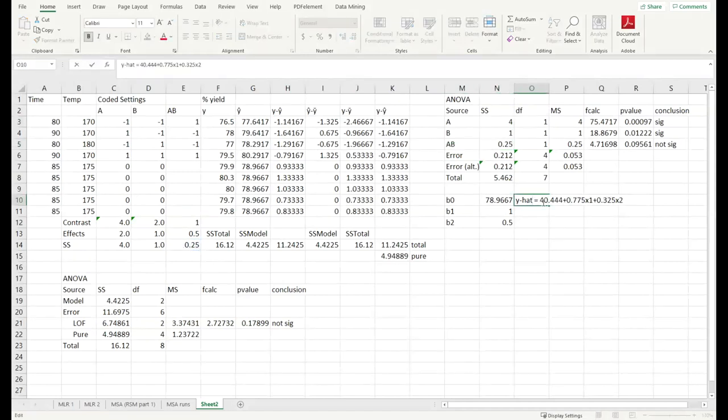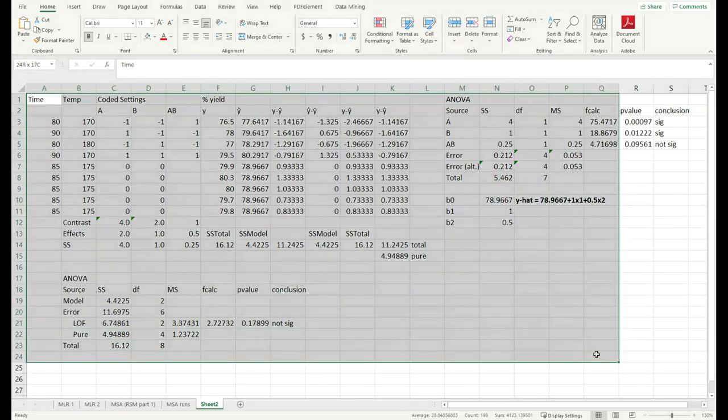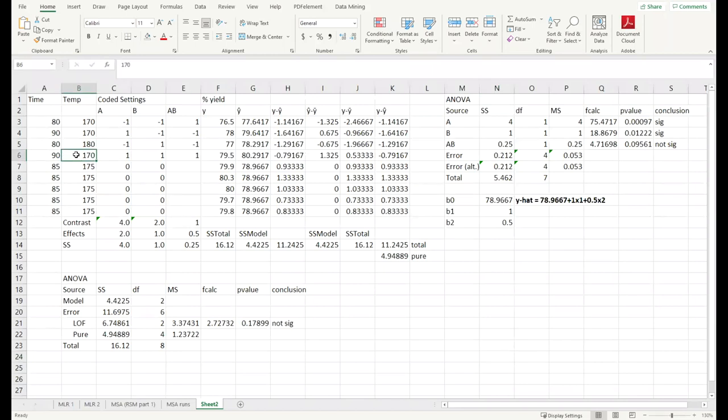The only thing that is not dynamic here is this one, so we can manually change it. Now this becomes y hat equals 78.9667 plus 1 x1 and 0.5 x2. Okay? That's the advantage, class, of using dynamic formulas. It's actually the same formula for everything, and you only change your data. This should be 180. You only change your data, and in that sense your calculation becomes much faster once it is set up.